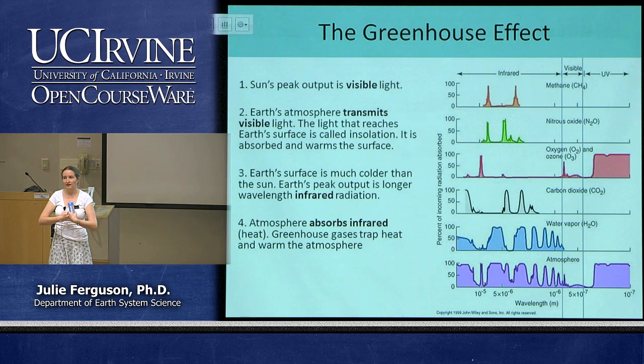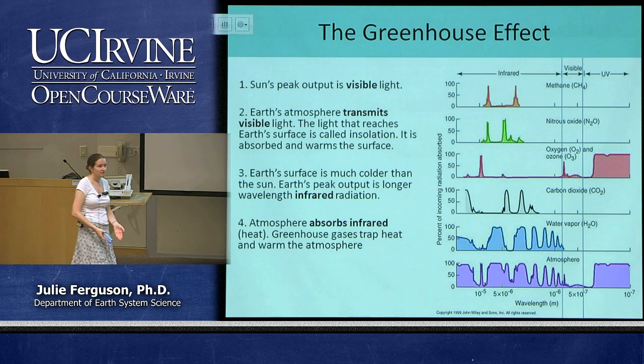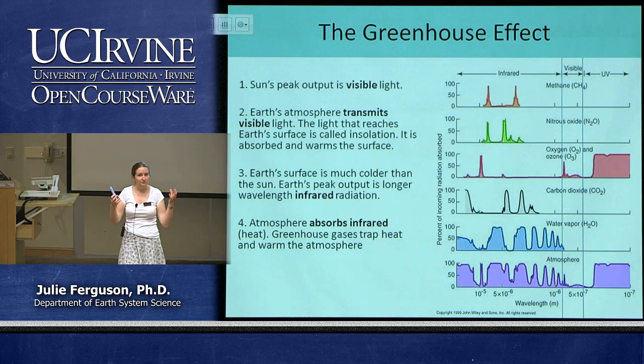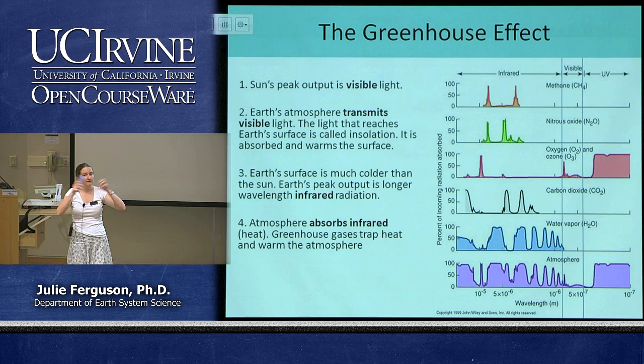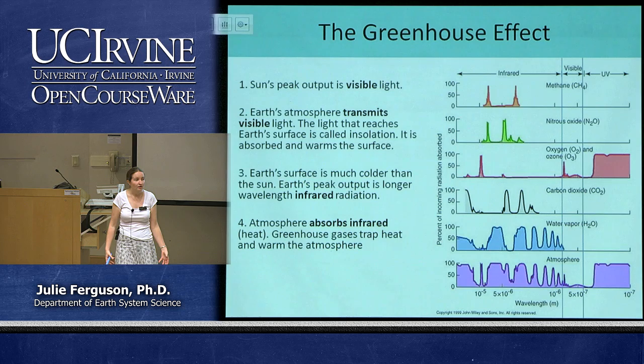Does anyone want me to go through that again? Okay, good. So, the sun's peak wavelength is visible. That visible light will come straight through. It will be absorbed by the ground surface, and the Earth then emits infrared energy, which tries to escape out to space, but a huge amount of that is instead absorbed by the atmosphere. And this is our problem with climate change, is that we're putting more methane, we're putting more carbon dioxide into the atmosphere, and so it's trapping more of that outgoing infrared radiation.